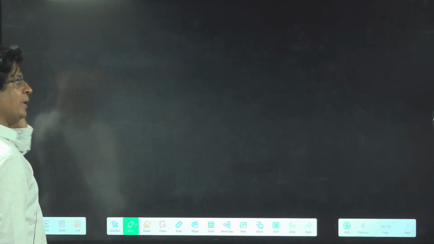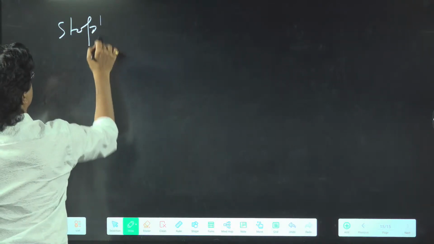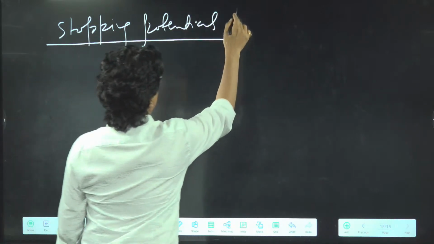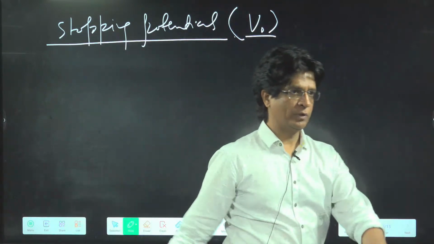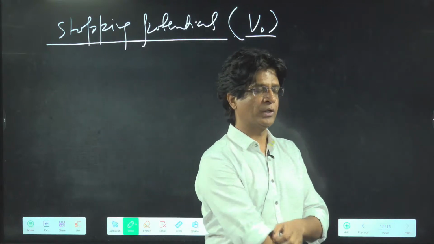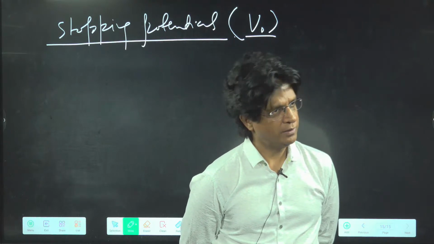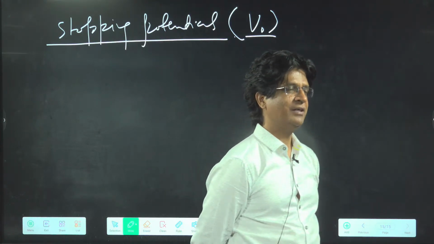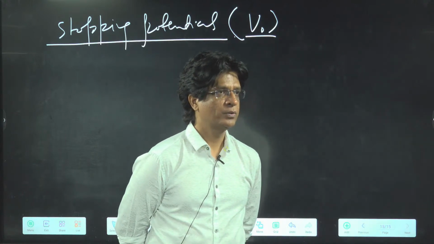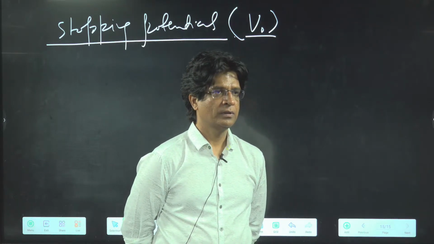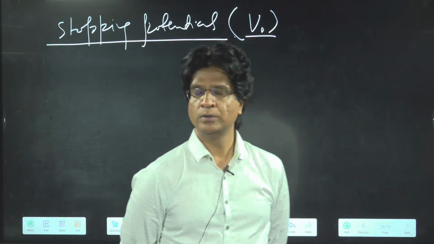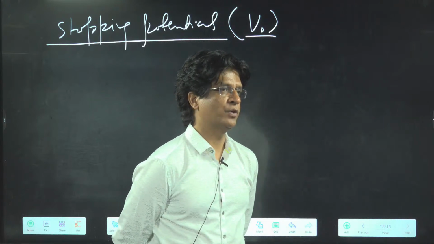Come over here. Now, there is something called stopping potential, V naught. Please write down the definition of stopping potential. It is the minimum amount of potential required to stop the emission of photoelectrons.